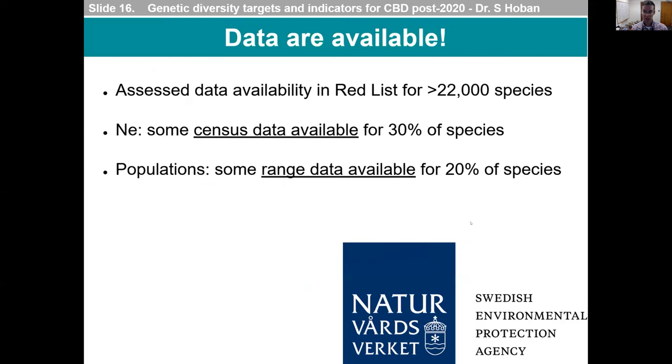How many species actually have such data available? You might imagine, of course, that not all species would have such knowledge existing. The Swedish Environmental Protection Agency recently evaluated how many species have the data available. They looked at over 22,000 species in their country, all native species, to see if red list reports would have relevant data. They found that about 1/3 of species have some census counts available, and about 20% of species have some range data available. And this is the type of data needed for reporting on these indicators. So certainly not all species, but for this country, thousands of species have this data available.